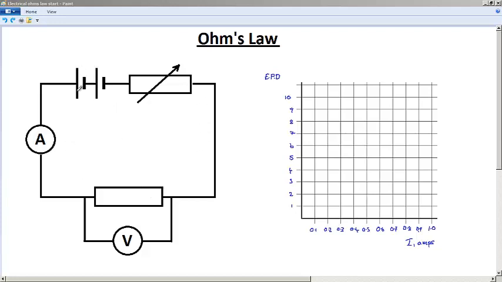This consists of a battery, connected to a potentiometer, which is really a variable resistance, and it allows me to control the current that is flowing through this resistor. So what I'm going to do is increase the current in increments of 0.1 amps, from 0.1 through to 1, and as I do that I'm going to measure the electrical potential difference across this resistance using a voltmeter.